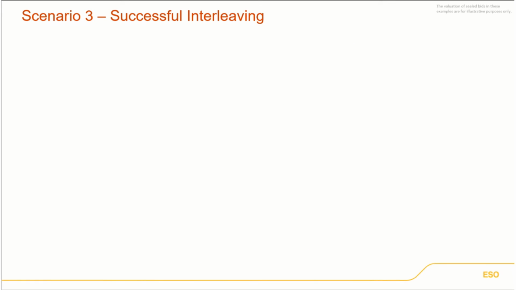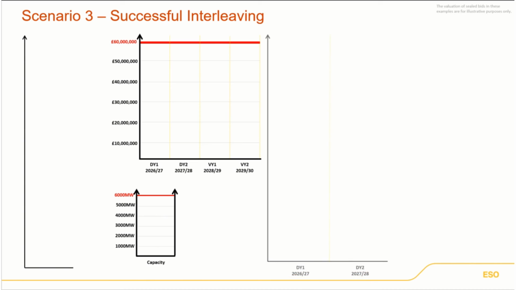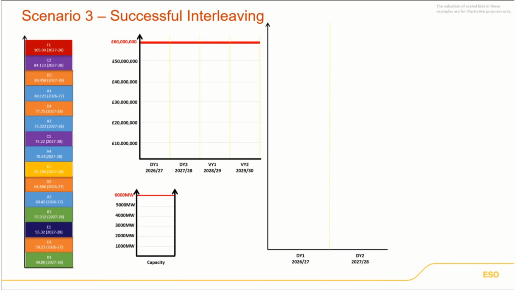Moving on to our third example, where we are looking at interleaving, and in particular, successful interleaving. We will change up the application parameters to showcase this example. And again, we start with the bid stack, the auction stack, the monetary budget profile chart, and the capacity chart. The first bid to be assessed in this example is bid B1, with B1 being in delivery year 2.